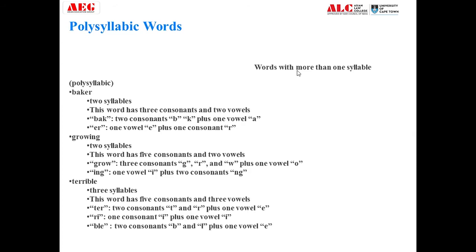BLE, two consonants, B and L, plus one vowel, E. So that is terrible. Okay, so these are the examples of polysyllabic words here.